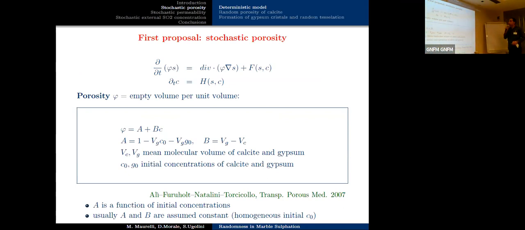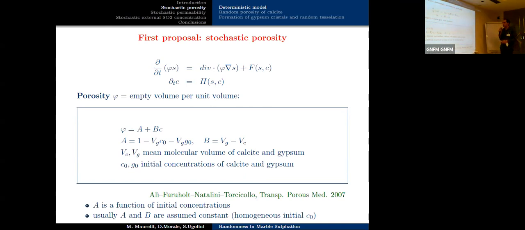Okay, so the stochastic porosity. The first idea is to put stochasticity and randomness in porosity. The model is always the same, right? And I just recall that porosity phi is the empty volume per unit volume for an infinitesimal volume. As it was told, it may not be a well-defined quantity practically, but mathematically one can think of it as a quantity for an infinitesimal unit.